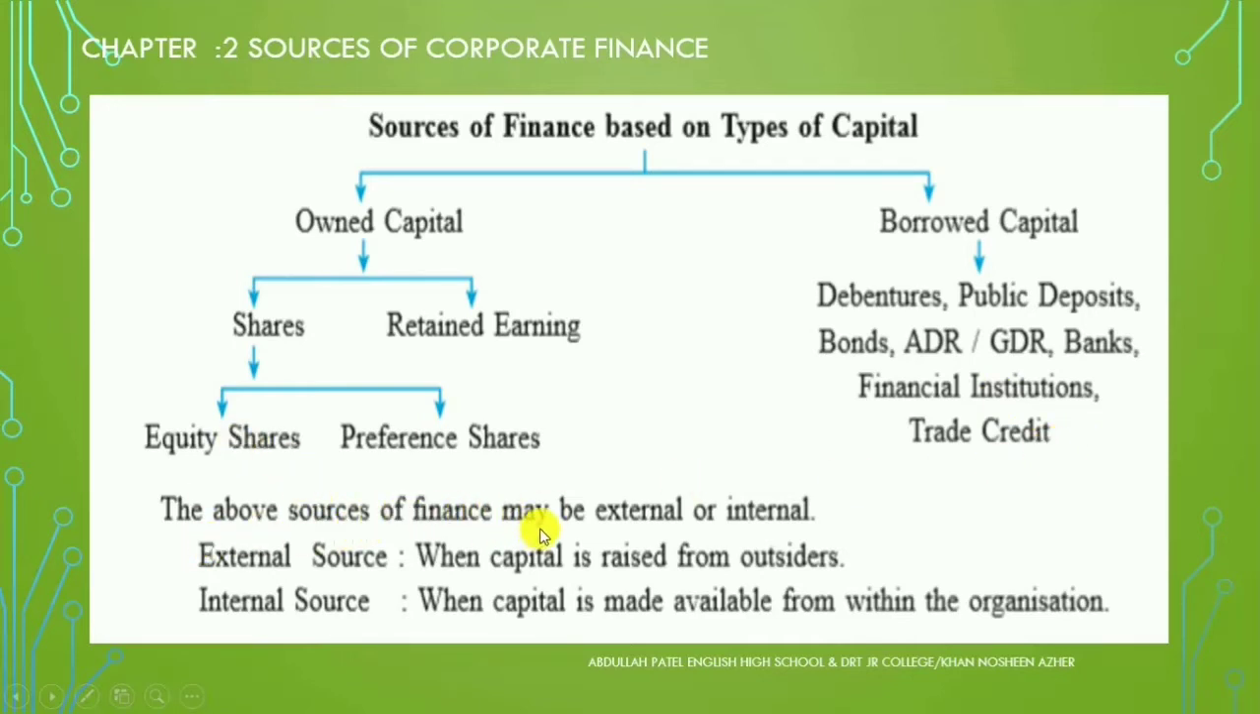The above sources of finance may be external or internal. You can categorize your sources according to the type of capital, as given in your flowchart, or you can describe your sources of finance as internal and external. This one is your external capital and this one is your internal source of capital. External sources means when capital is raised from outsiders, that means borrowed capital. Internal source means when capital is made available from within the organization, that is your own capital.